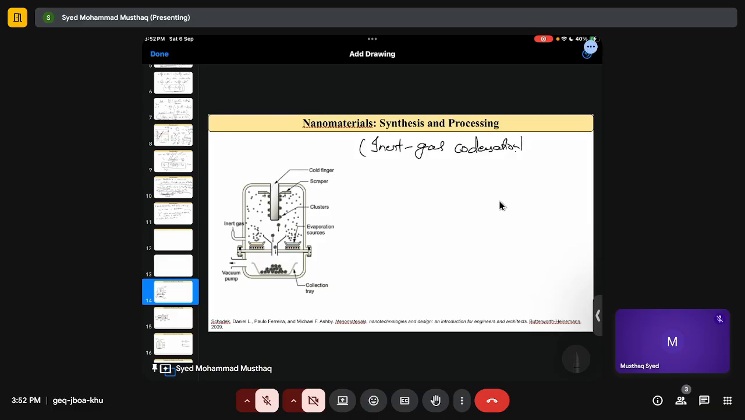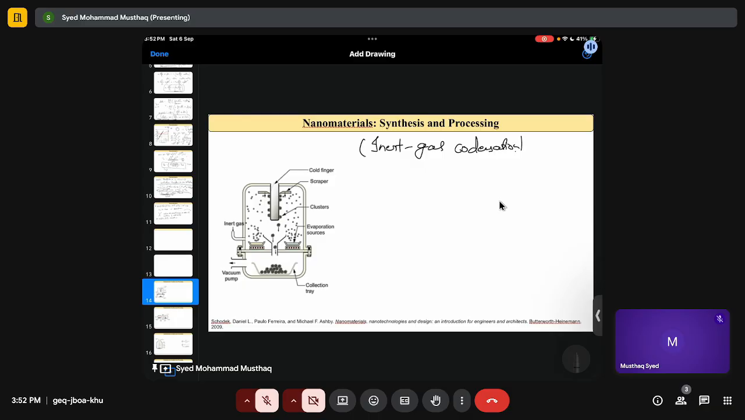How to make zero-dimensional nanomaterials? Zero-dimensional nanomaterials are mostly nanoclusters and buckyballs, which you can call fluids. So how do we make them? Nanoclusters can be made by either a gas phase or a liquid phase process.